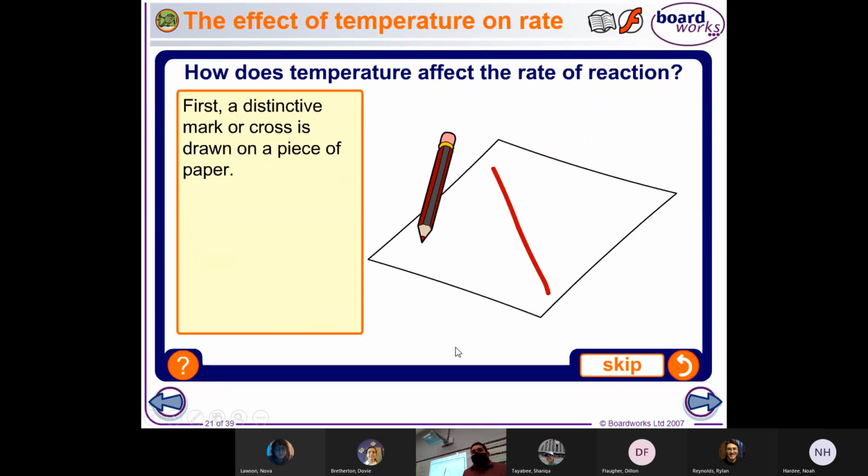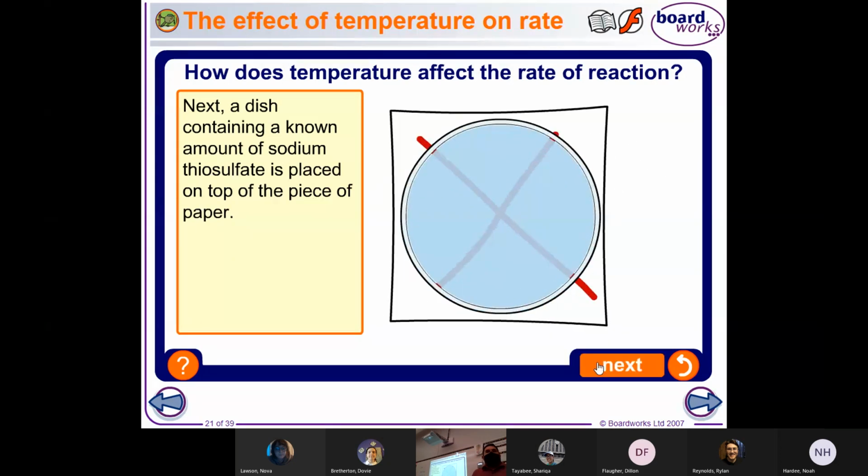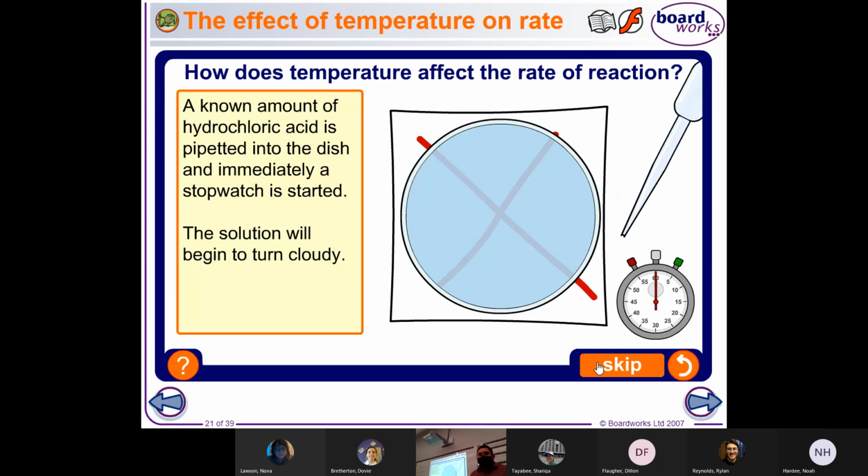Okay. So this is actually showing you a little bit about what you could do to determine how temperature affects the rate. You can actually do this by drawing on a piece of paper. We're not going to do this lab, but anyway. So we have a Petri dish here. Over time, the dish starts to get cloudy. You can actually use a stopwatch to measure how long it takes to get cloudy.